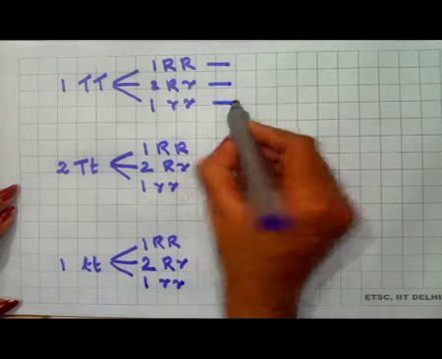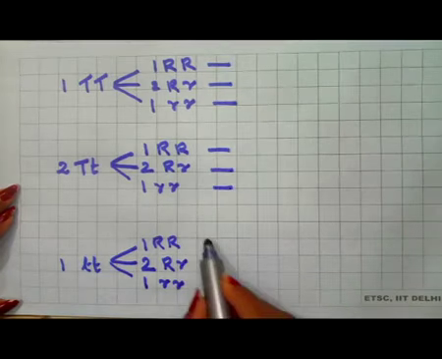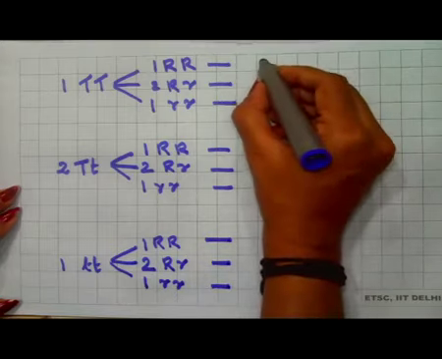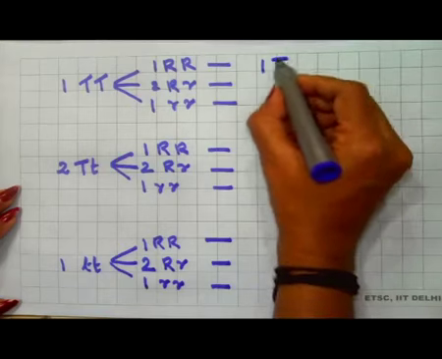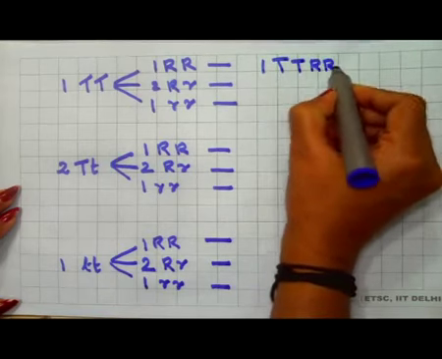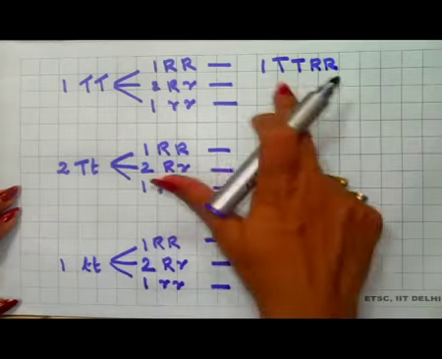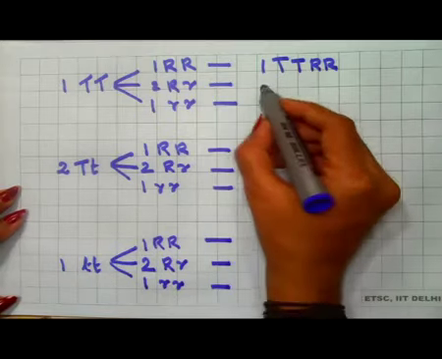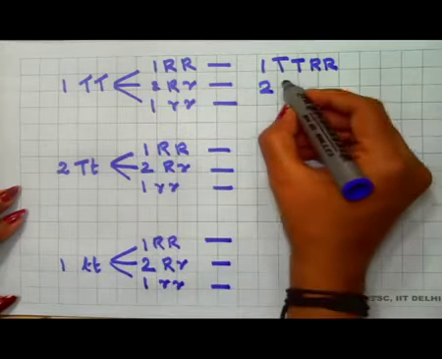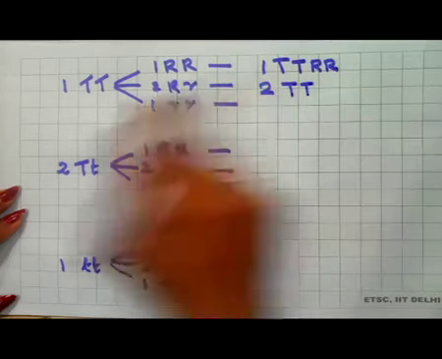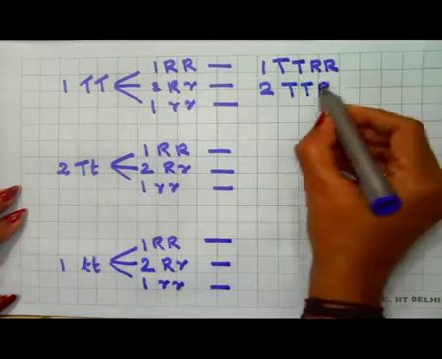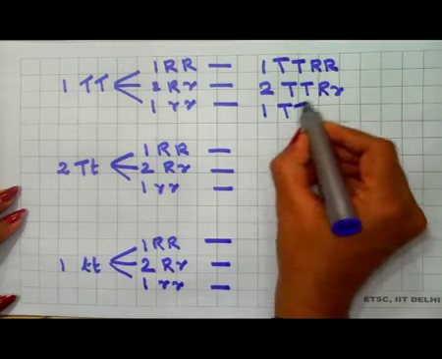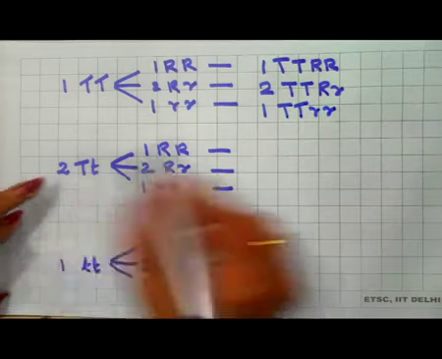Now, you can write the genotypic ratio like this, and the combinations also you can write, 1 into 1 is 1, capital T, capital R. That means one individual is totally homozygous for both the pairs of genes. 1 into 2, 2 capital T, then capital R and small r. 1 into 1 is 1, capital T, small r.